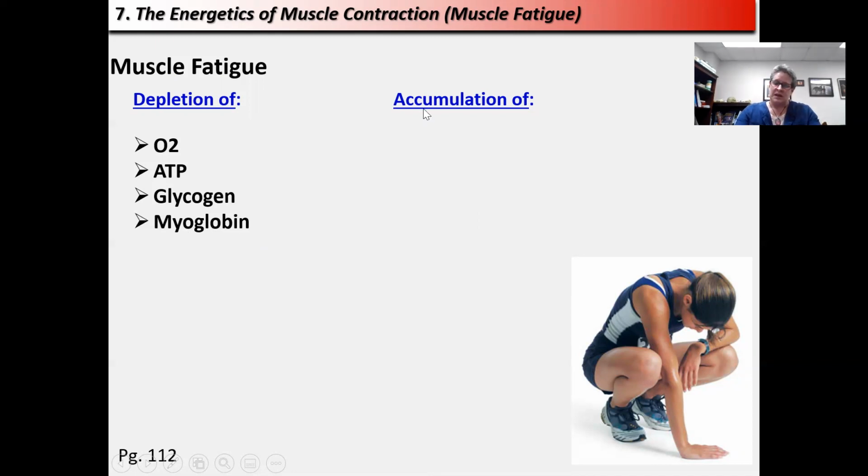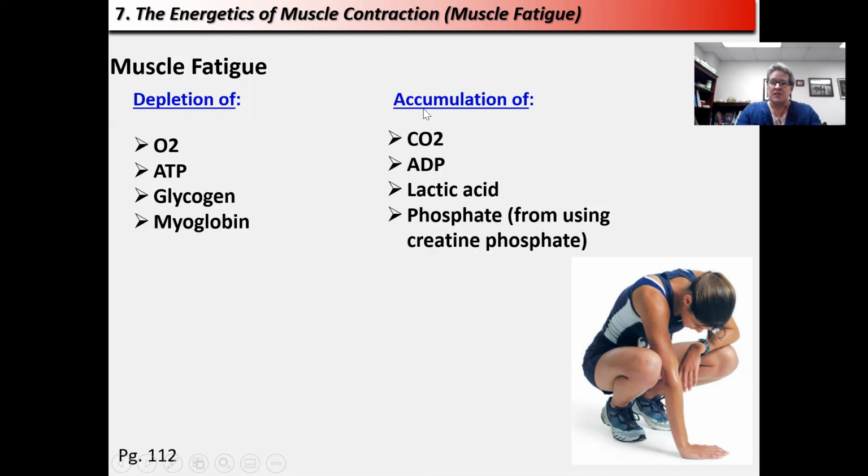What you accumulate is CO2 waste. You accumulate ADP. You build up lactic acid in your muscles and you accumulate phosphates, because as ATP is being used up, it goes to a lower energy molecule called ADP. When ADP is used up, it's only got two phosphates left. It uses up a phosphate and it's adenosine monophosphate. So basically, to create energy, you've got to add phosphates to the system.